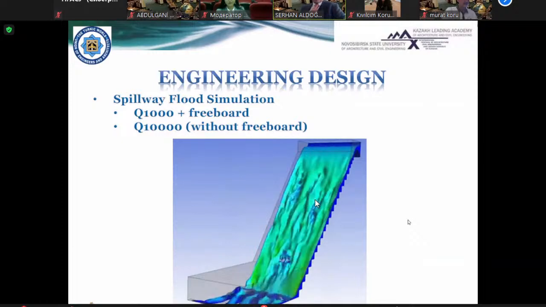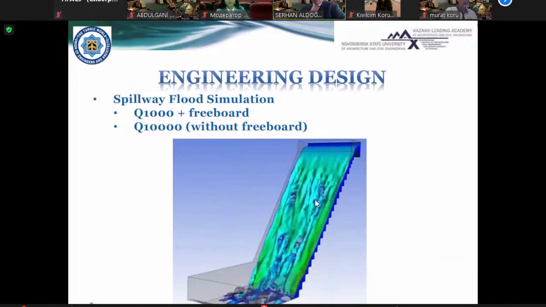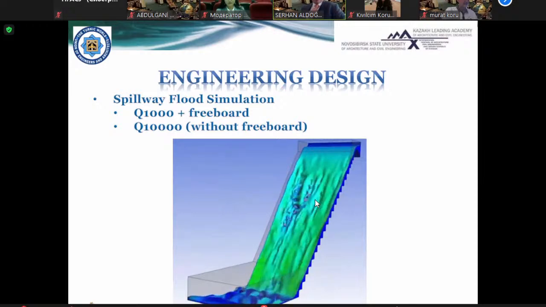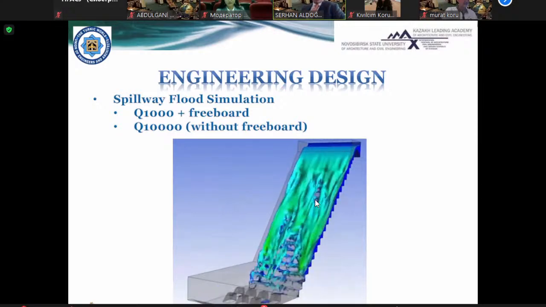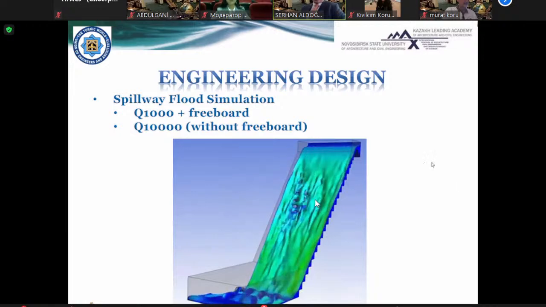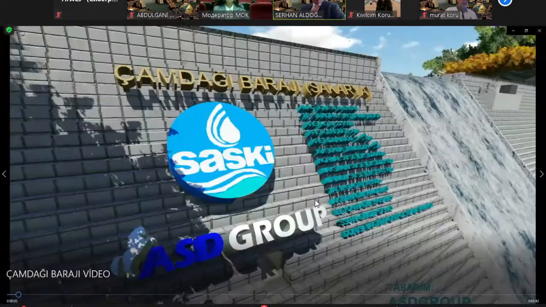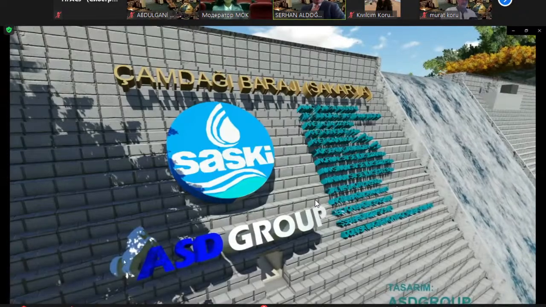Also, stepped spillways are still a phenomenon that cannot be expressed with equations, so you have to make simulations for this. Let's view some video about this.